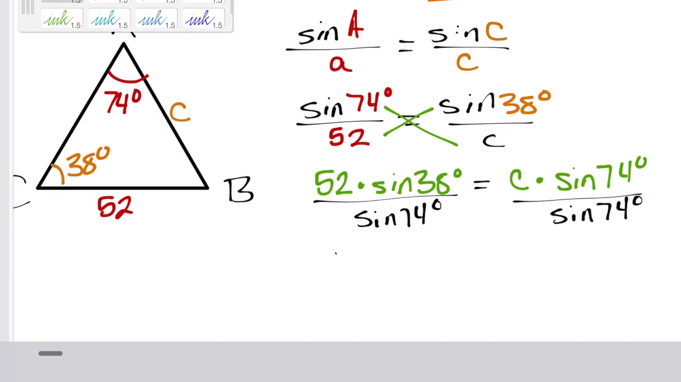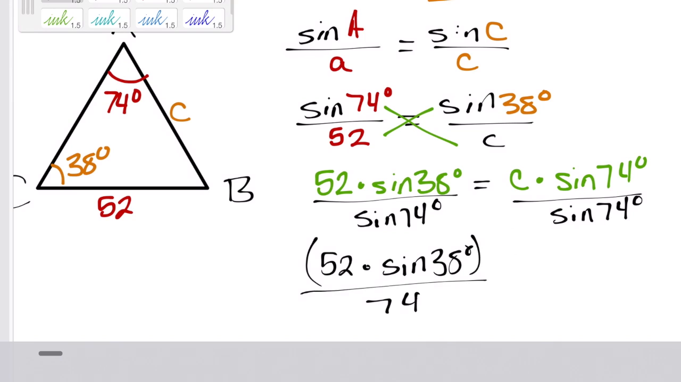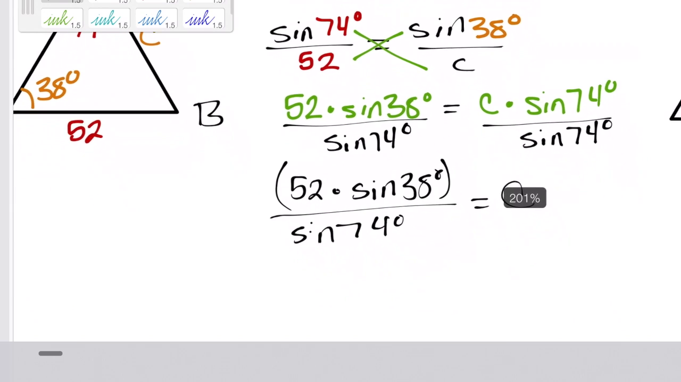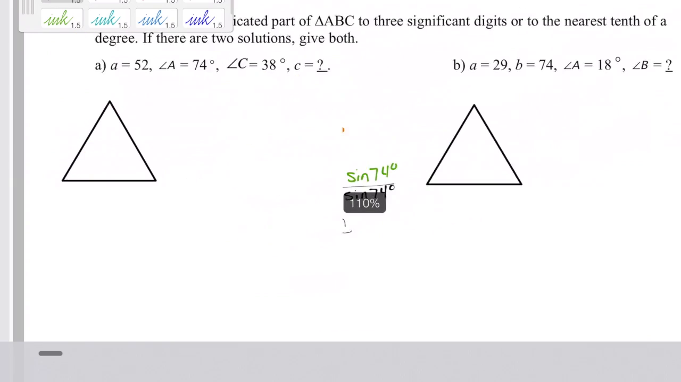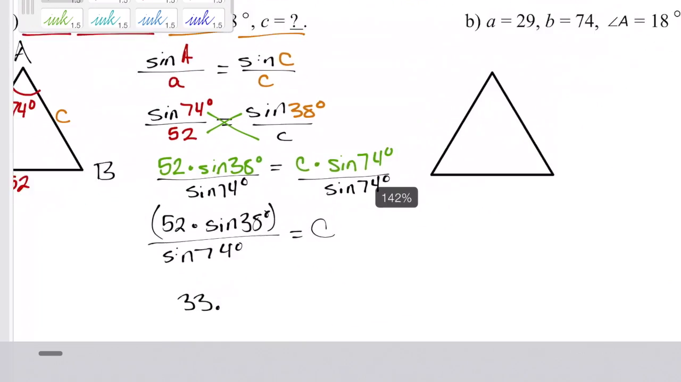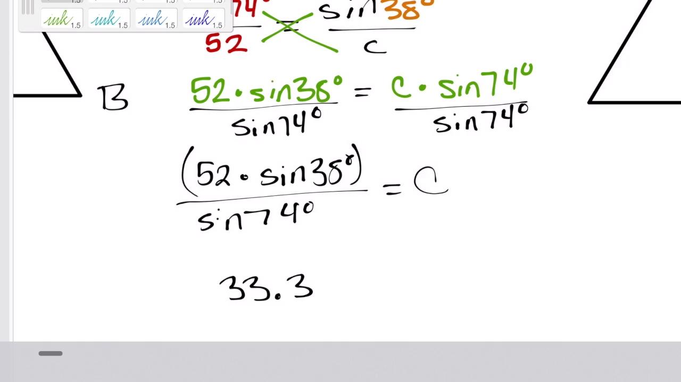And I can plug this whole left side into my calculator all at once. You can use some parentheses depending on your calculator. You might need them to figure out the length of side C. And when we plug this in, we end up with a 33 point, and it said 3 significant digits, so I'm going to say 33.3 whatever units. In this case, they didn't give us any, so this is what we got.